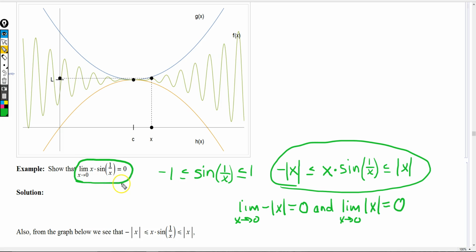Okay, so that proves it. All we had to do is find two functions that bounded x times sine 1 over x. We found them to be negative absolute value x and positive absolute value x, and the limit of both of those was 0. So the limit of x sine 1 over x has to be 0 as well. Now here's a graphic illustrating this down here.